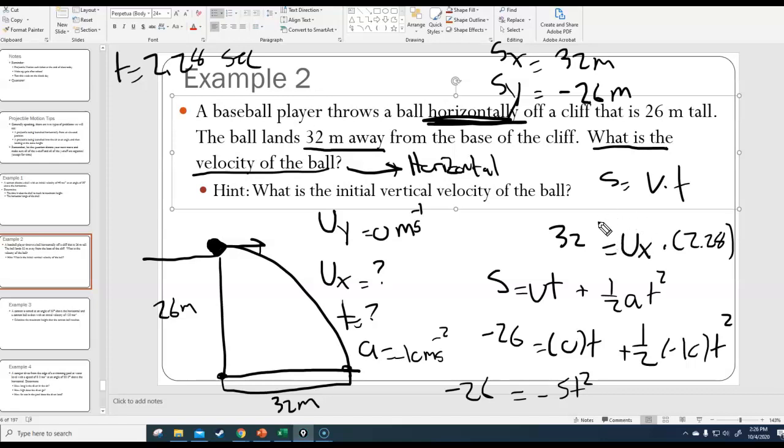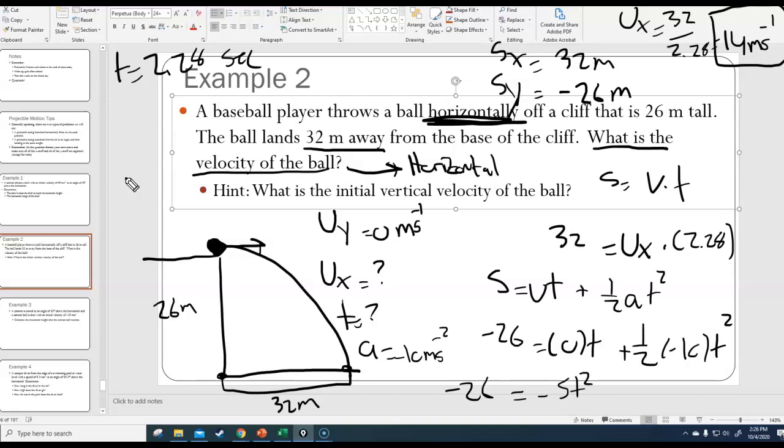That means I can just divide to get ux by itself. So ux is going to be 32 divided by 2.28. So the answer to the question is going to be about 14 meters per second. And that is my answer to this question. Okay, so that is example 2. Pause it there if you need to look at that some more.